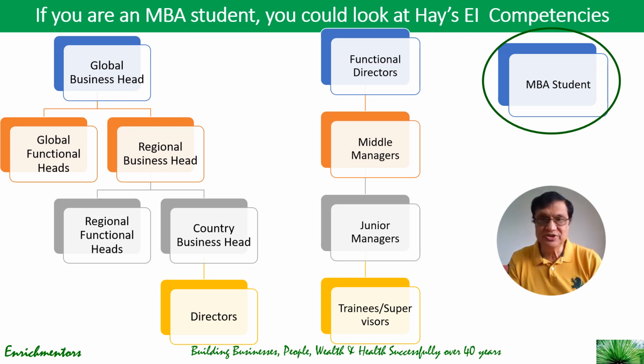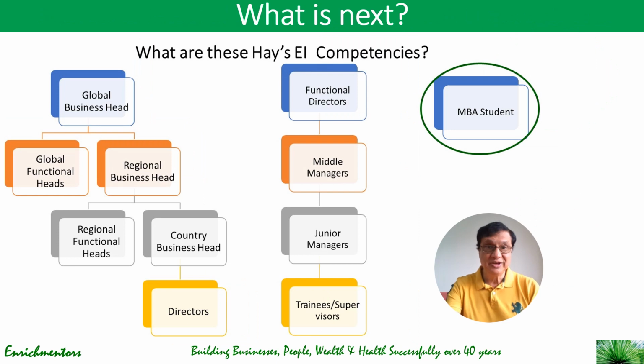So what you could do is look at what is called the Hay's EI competency, EI standing for emotional intelligence competencies. We had used this model extensively for developing the personality of our MBA students at IIM Udaipur. And you could also consider using Hay's emotional intelligence competencies. So, what are these Hay's EI competencies? That will be a question for you, and that's what precisely we will cover in the next lecture.